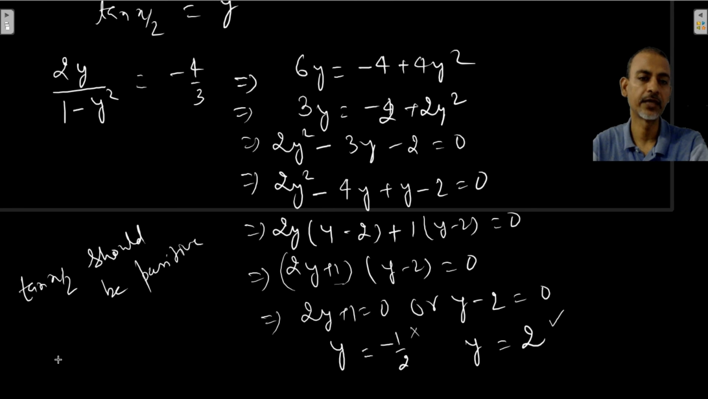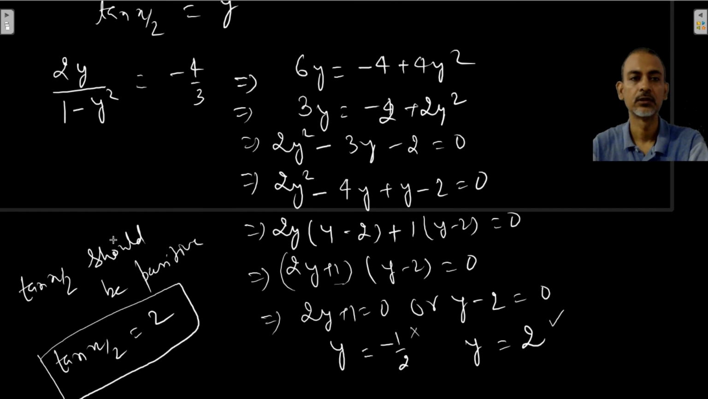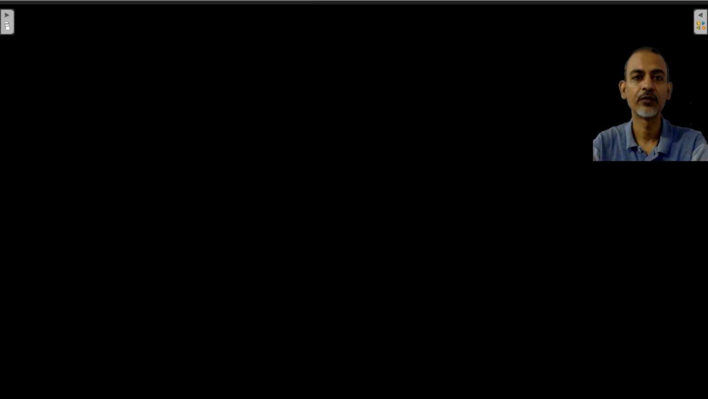That is why I will take tan x by 2 equals 2. So this is the first one we have got. Now we have to get what? We have to get sin x by 2 and cos x by 2.